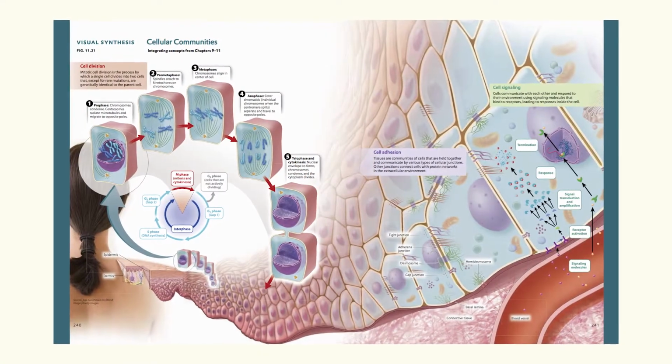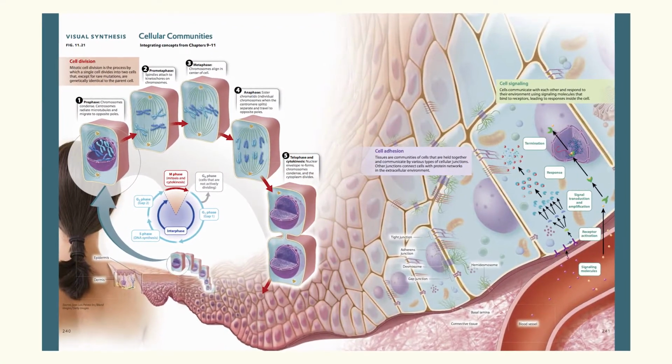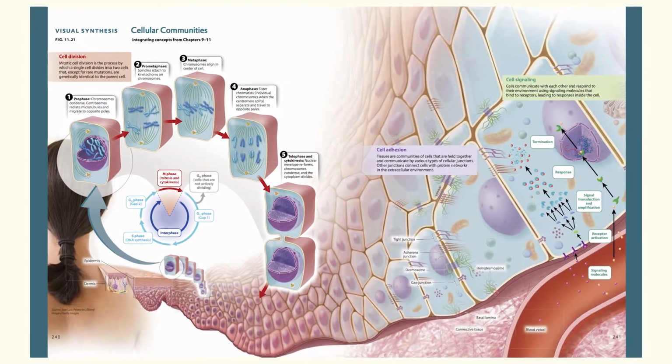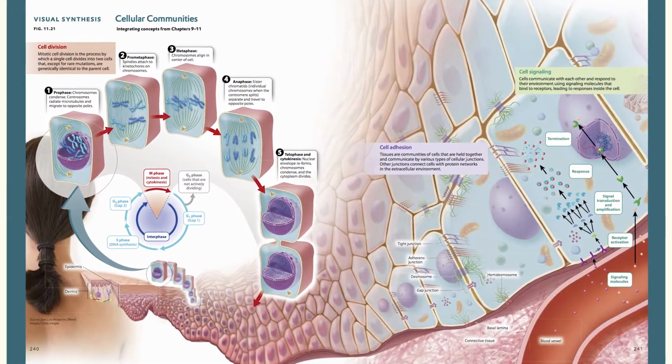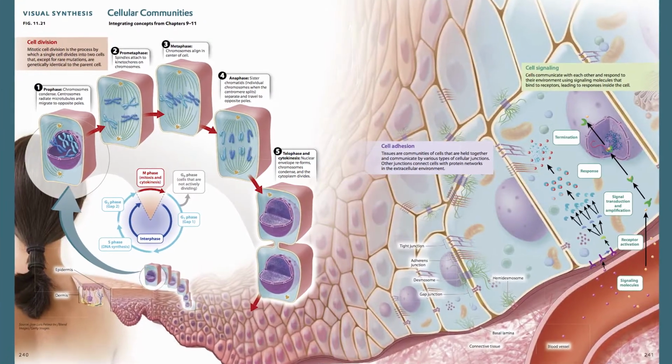In the first edition, we had a visual synthesis figure that unpacked cellular communities, that allowed the student to really explore the connections between a process like cell division and a process like how cells come together and adhere to each other in the context of a tissue.